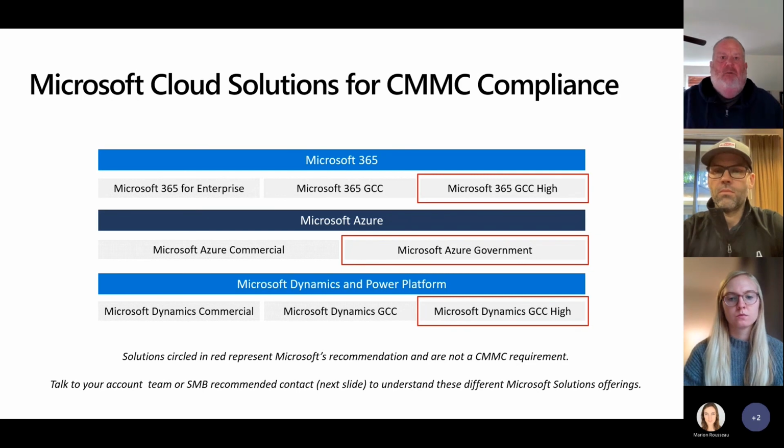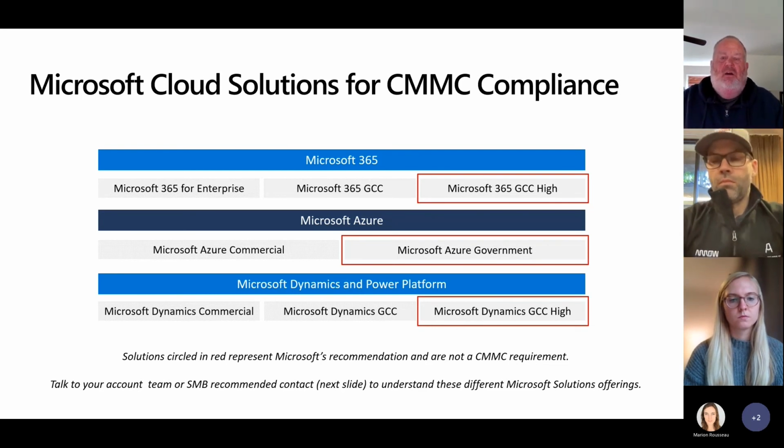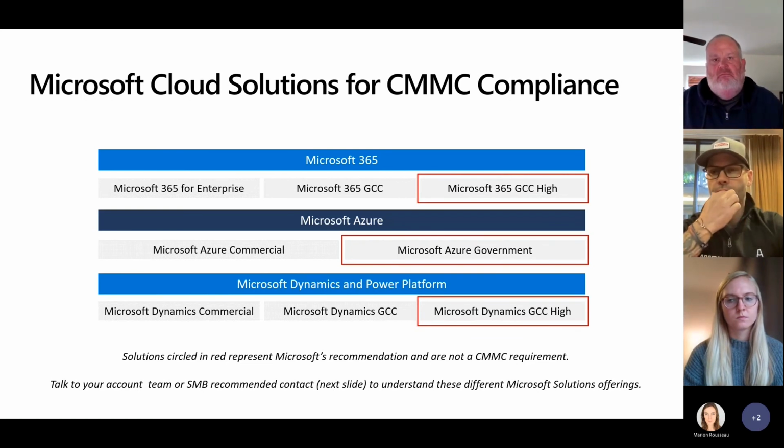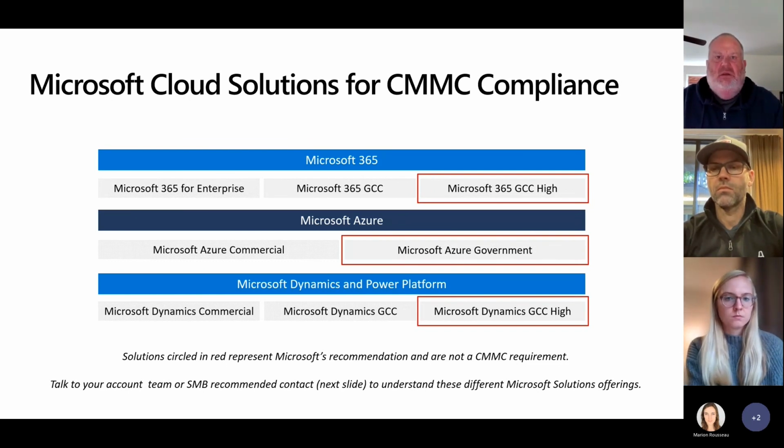Very similar in Dynamics and Power Platform. Similar, again, as a SaaS service to M365, you have a commercial offering. You have offerings in what we call the Government Community Cloud, GCC, and then you have GCC High. Again, we've highlighted here in red the preferred options that our customers have come back to us with. This is not Microsoft saying you have to choose the ones in red. There are instances here where if you have certain requirements, you're going to use the red options no matter what. ITAR is a good example of that. ITAR is guaranteed in these red environments.